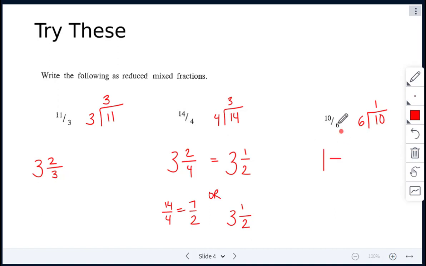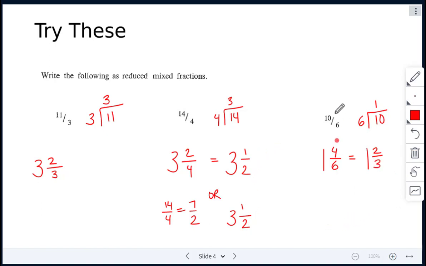And then we keep the denominator the same, which is 6. All right, so we have 1 times 6, which is 6. We need to get to 10, so we need 4 more to get us to 10. So we have 1 and 4/6, and now you'll notice that 4/6 can be reduced. Both numerator and denominator can be divided by 2. So divide the top and bottom by 2. So we get 1 and 2/3.